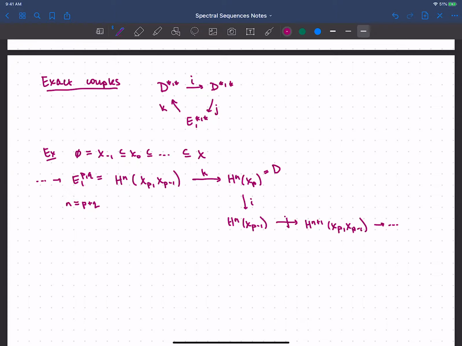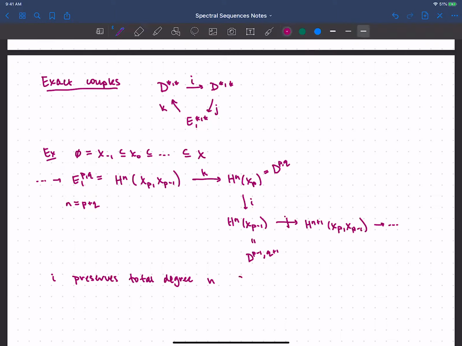So I could call this D_{p,q}, right? And then my D** is the direct sum of all of these things. And then I could call this, well, then it's going to end up being D_{p-1}, but I still want the total degree to be n, so that ends up being q+1, so it's a little bit awkward. But the point here is that I preserves the total degree, by which I just mean n, right?